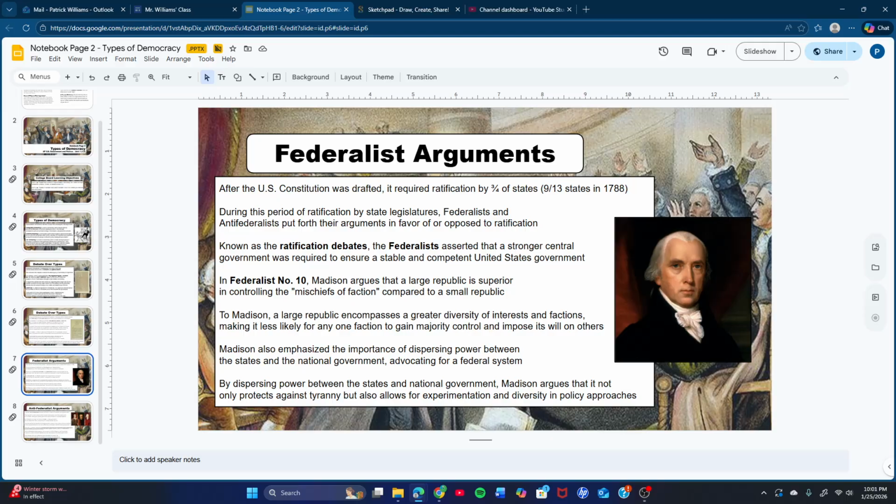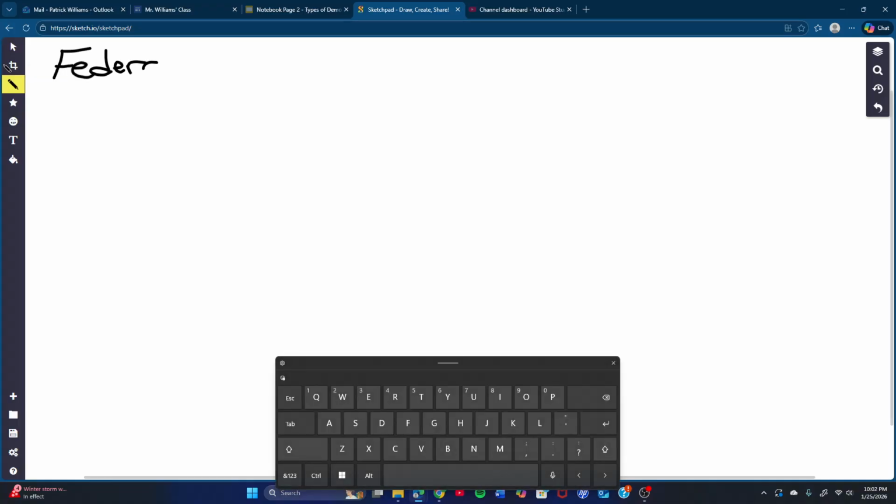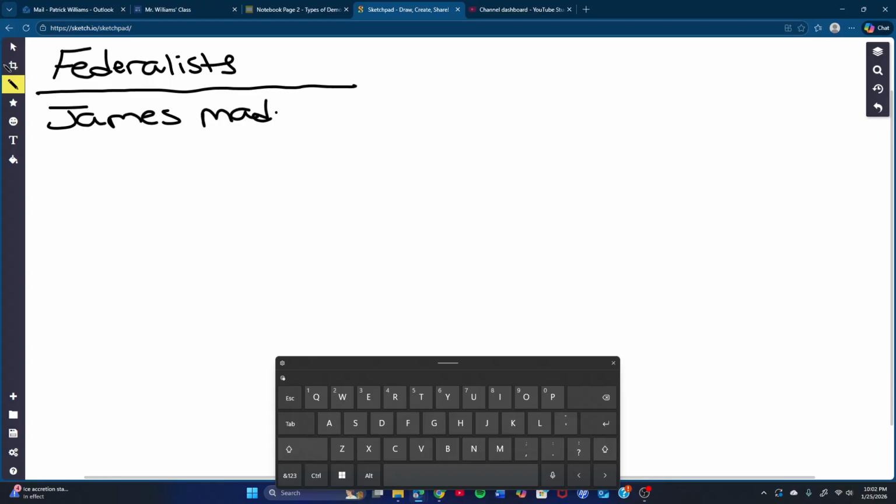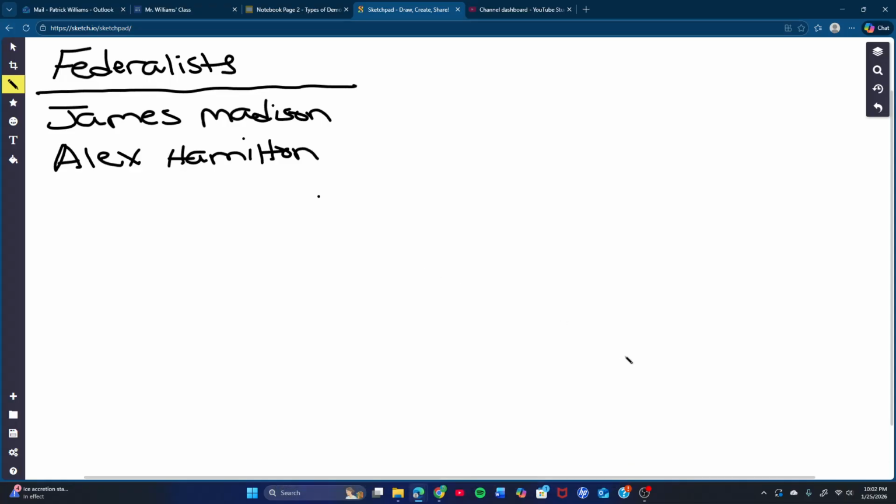So one group, and let me actually do this really quick, go back to my sketch pad. Federalists included these people. You'll see, obviously, James Madison. He's the most important. Alex Hamilton and John Jay.